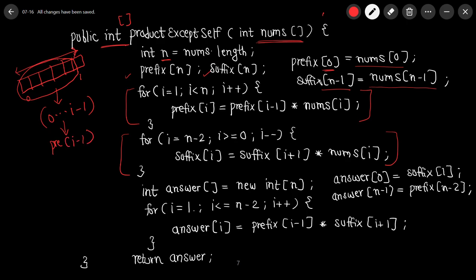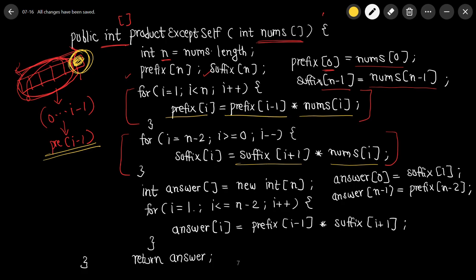So we already have this product. So to get the bigger product, we just need to multiply this product into this element. So that's why we did prefix of I is nothing but prefix of I minus 1 into the current element. And similarly, we did for suffix also. So this is how we compute our prefix and suffix arrays.